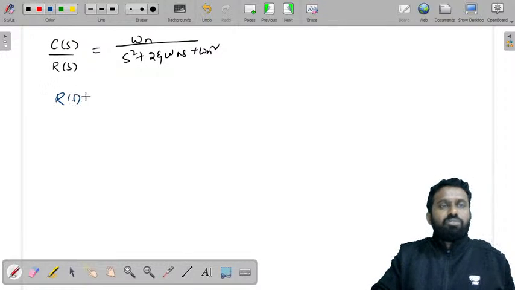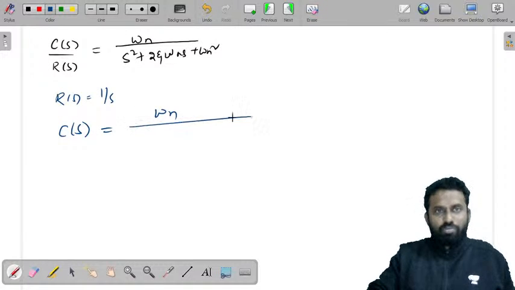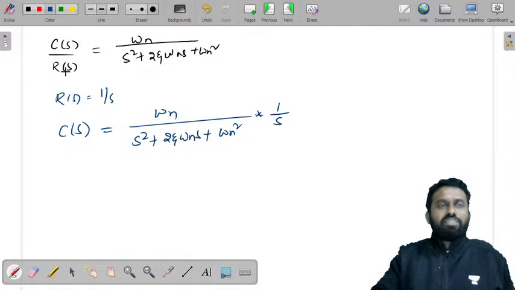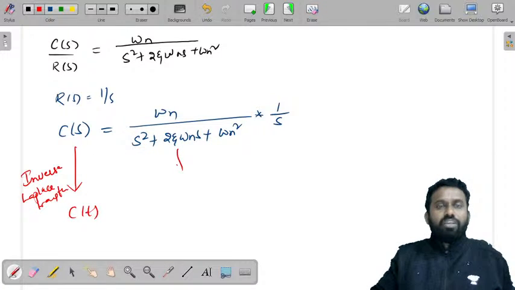Now R(s) is equal to 1 by s. Let's substitute. C(s) is equal to omega n by s square plus 2 zeta omega n s plus omega n square, into 1 by s, taking R(s) to the right side. In order to find c(t) from this, you need to apply the inverse Laplace transform. To get the inverse Laplace transform, you need to apply partial fractions.